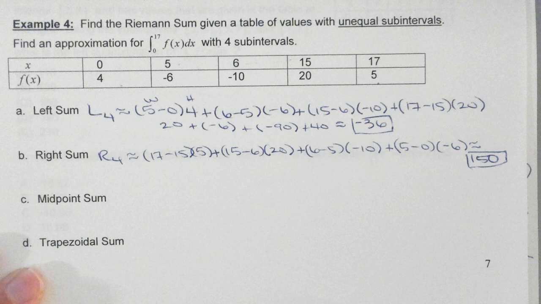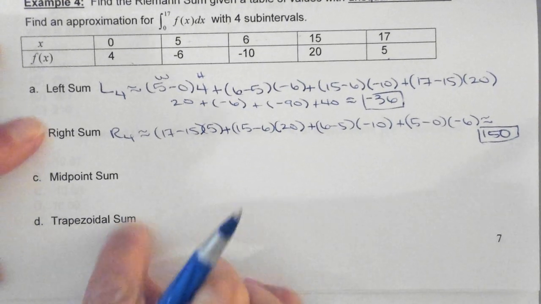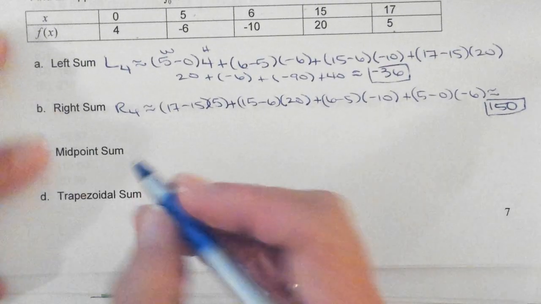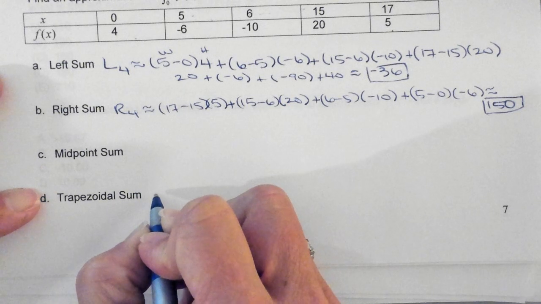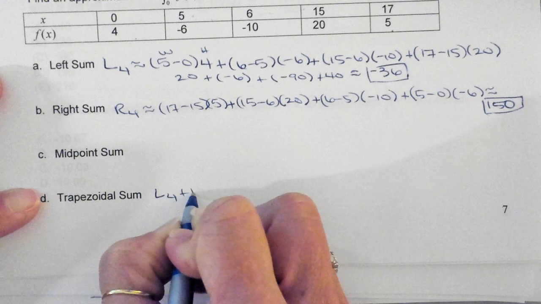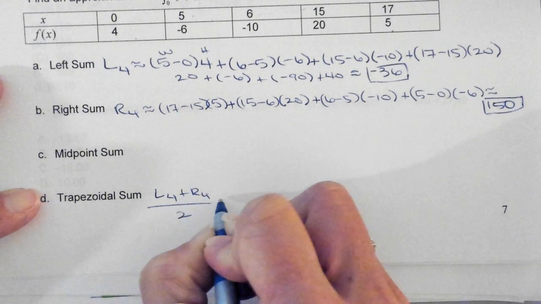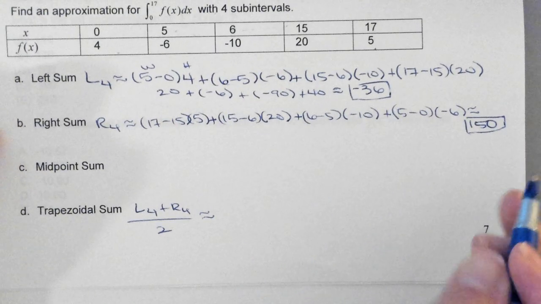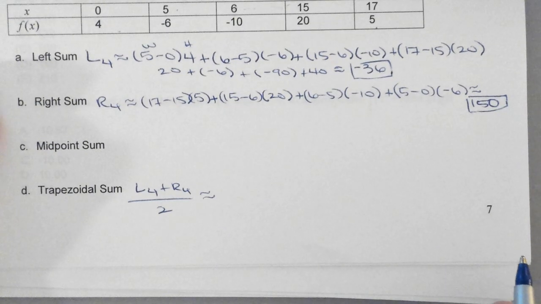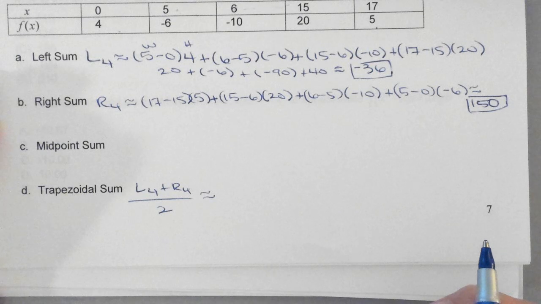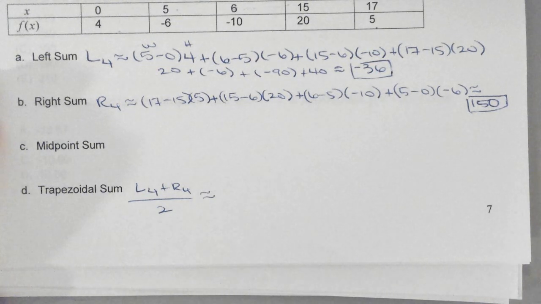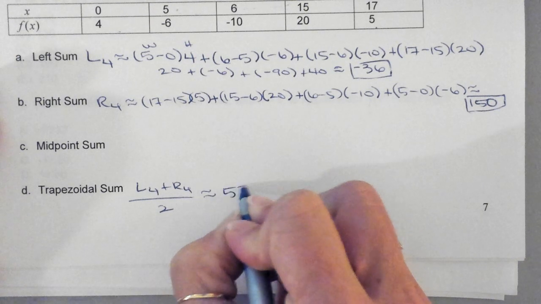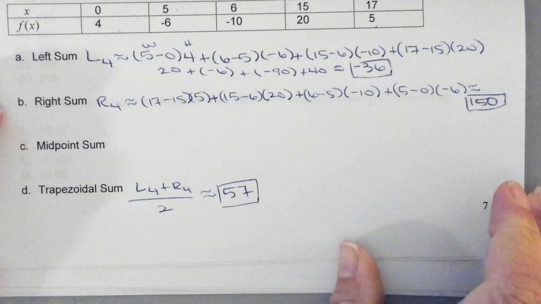Okay? However, because I had to calculate left and right, trapezoidal, still the same. I'm going to get to the midpoint in just a second. So we've got L sub 4 plus R sub 4 divided by 2, approximately. So it's nice and easy. It's what's 150 minus 36, enter, divided by 2. It's 57.